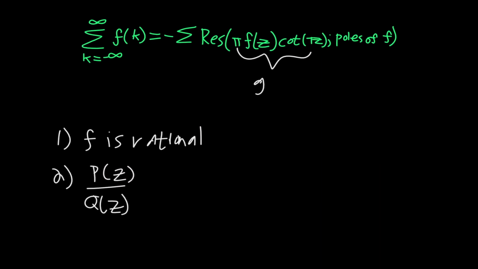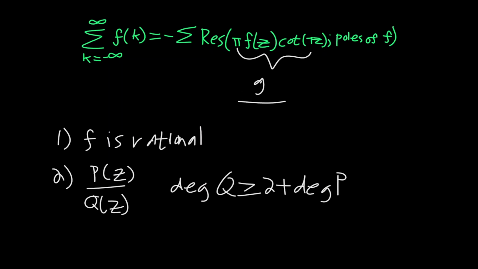And the degrees of these polynomials should be as follows. The degree of q should be greater than or equal to 2 plus the degree of p. And the reason for this will be explored later on in the video. But to get started in proving this, what I want to do is focus on this function g right here and find what its residues are at every single integer.